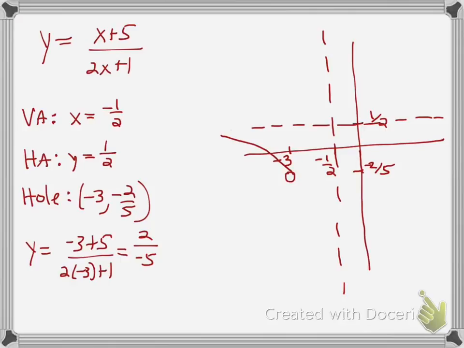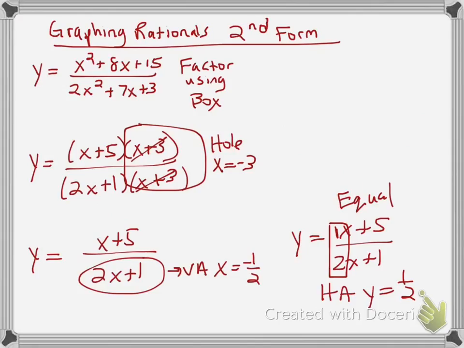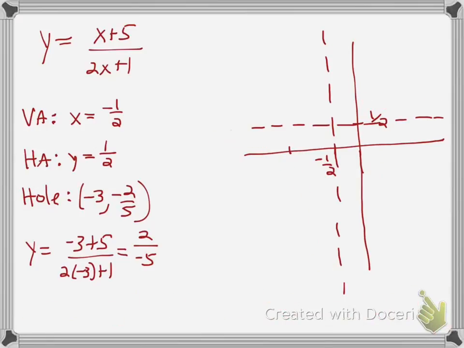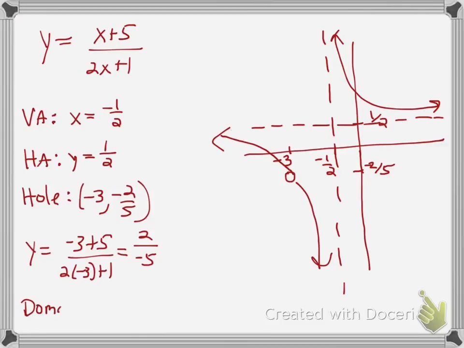Now from here, let me back up a little bit. Sorry. We plotted our point, our hole. From here, I would go to my calculator, type it in, x plus 5 divided by 2x plus 1, and see what the picture is going to look like. Remember, it's just a rough sketch. The main three things that you needed: the horizontal asymptote, the vertical asymptote, and in this case, that hole. From there, just draw a rough picture, and then you're done.